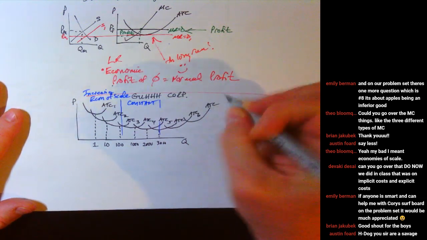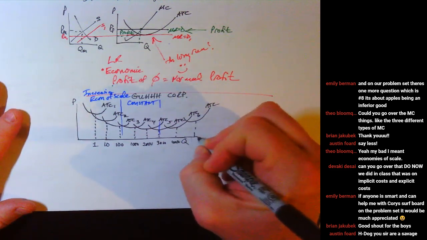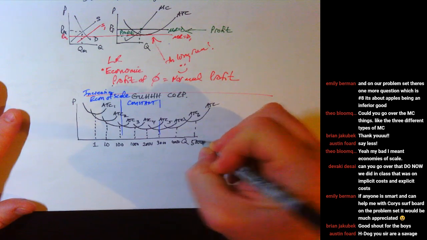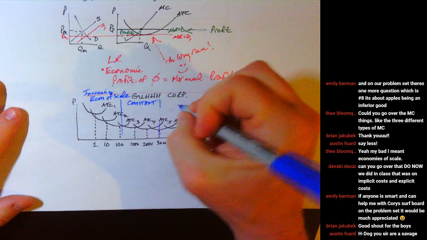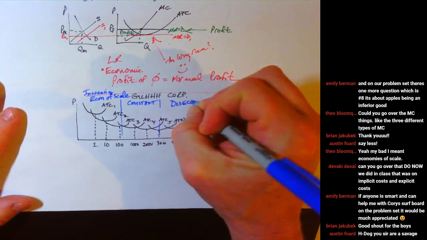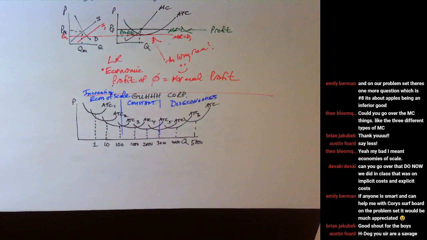And then eventually the corporation is going to get so big that their average total cost goes up as we produce more, and that's called diseconomies. And there are lots of corporations out there that expand way too much and too fast, and their costs are not constant. They're expanding way too much. Okay.